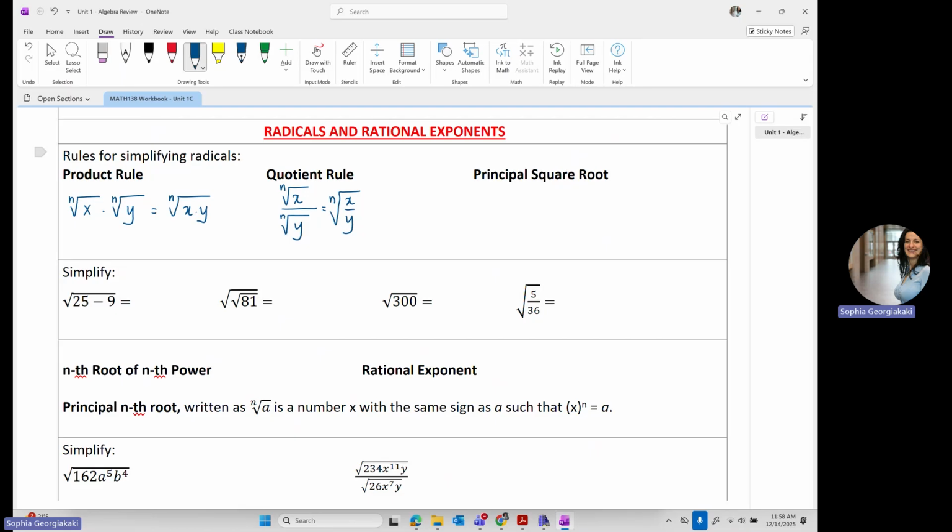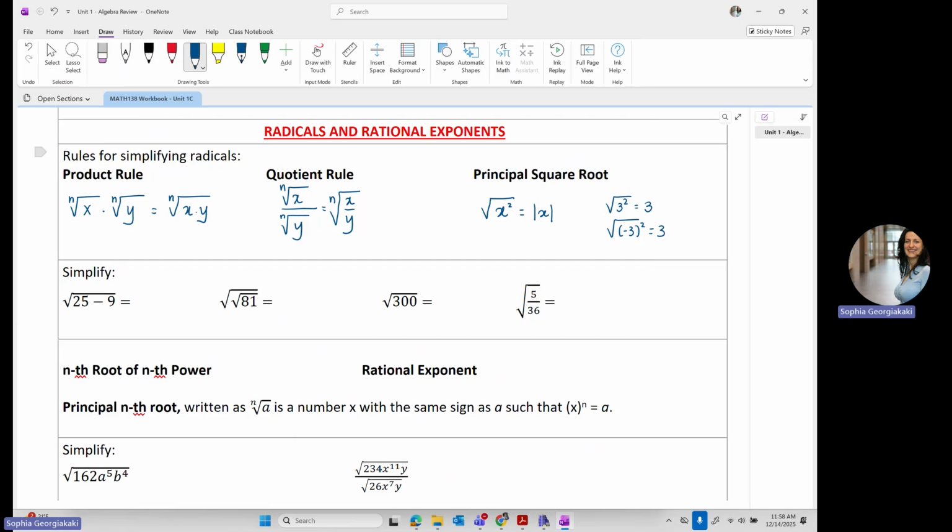The principal square root says that if you have the square root of a number squared, the answer is not x. The answer will be the absolute value of x. And the reason is that the square root of 3 squared is the square root of 9, and that is 3. But the square root of negative 3 squared is the square root of 9. And the square root of 9, we have agreed for it to be positive 3.